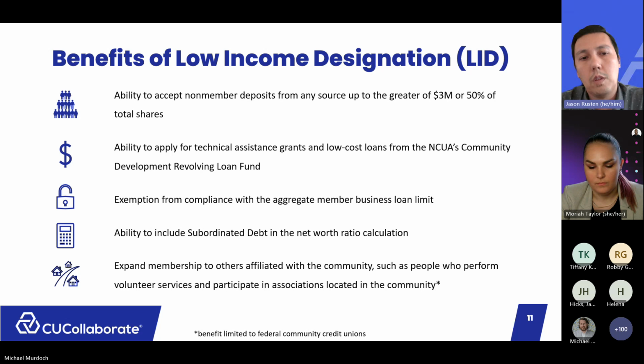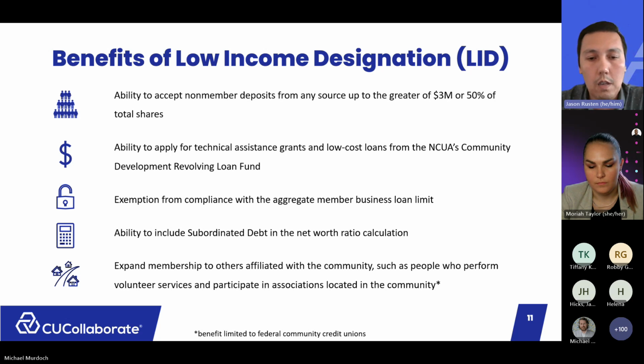The next benefit here is related to subordinated debt. Any credit union can apply to take on subordinated debt, but if you have the low-income designation and you get subordinated debt, also known as secondary capital, you can count that subordinated debt as capital in your net worth ratio calculation. This is another big benefit. It helps credit unions that primarily serve low-income individuals, who tend to be net borrowers, not net savers. This just helps offset some of the challenges with securing capital for those credit unions by allowing them to take sub debt and count it as capital for net worth.